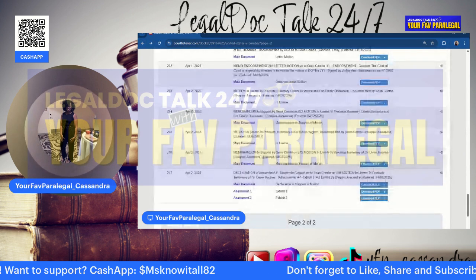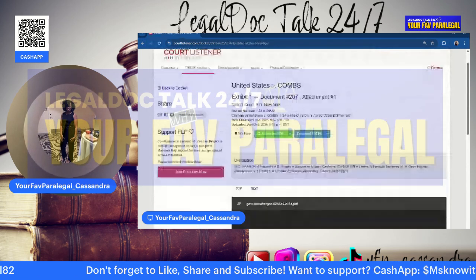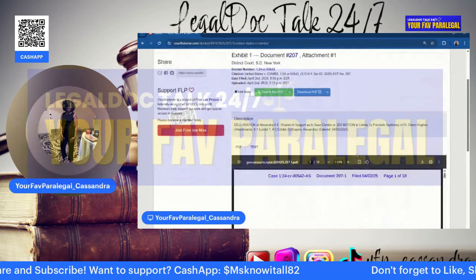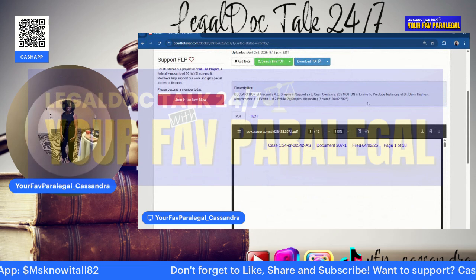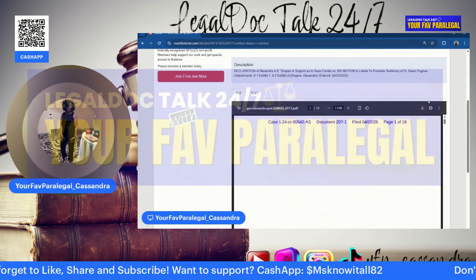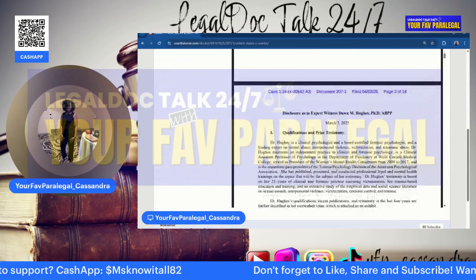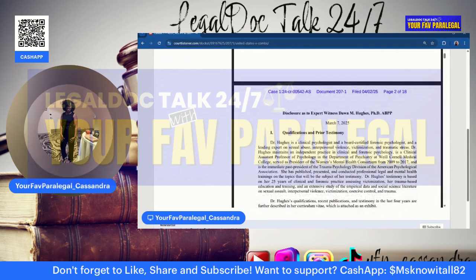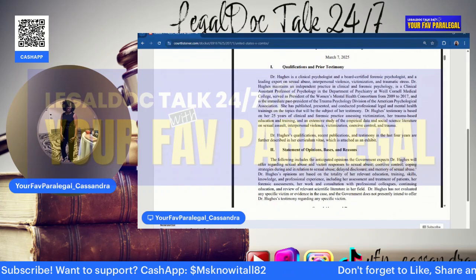This is very interesting. Now I'm going to turn to the declaration of Alexandra Shapiro, who is one of the attorneys. She included her declaration, and in the declaration she included the exhibits, which would be the disclosure of the expert witness, Dr. Hughes. So she does have her PhD. Now I'm just going to read her qualifications, okay?